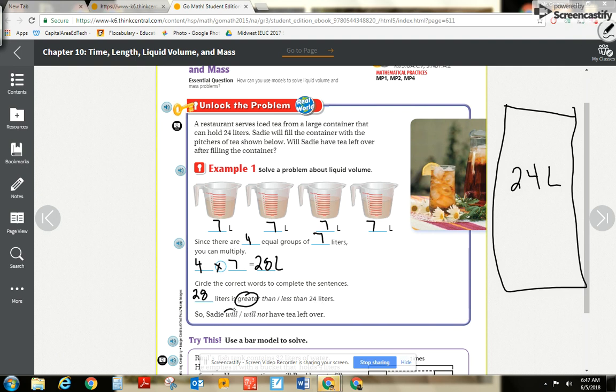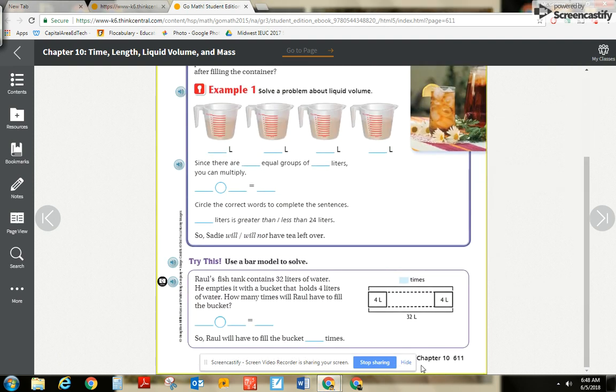So Sadie is going to have some tea left over. She has 28, right? Sadie has 28, and the restaurant container is 24 liters. Well, she's going to have 4 liters left over after she fills up. So she can fill up this huge container, and she's going to have some left over. Let's take a look at the next type of problem.